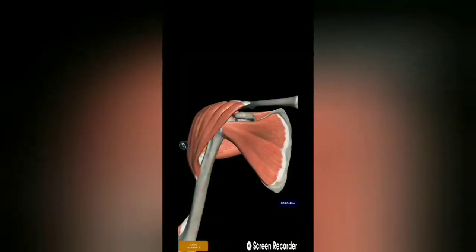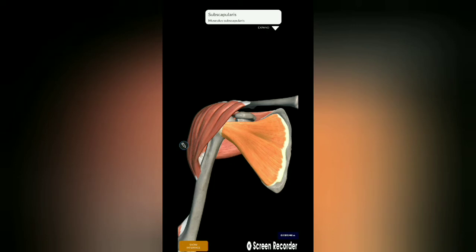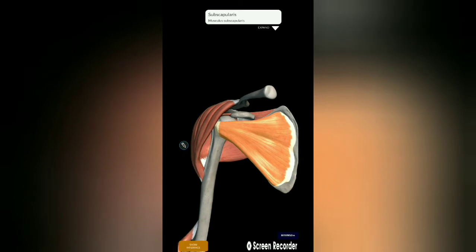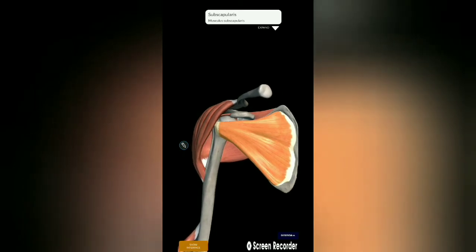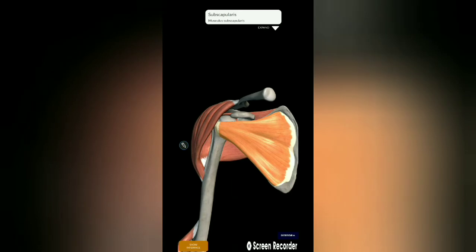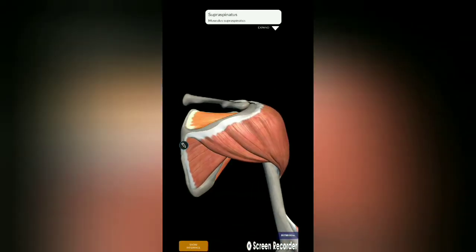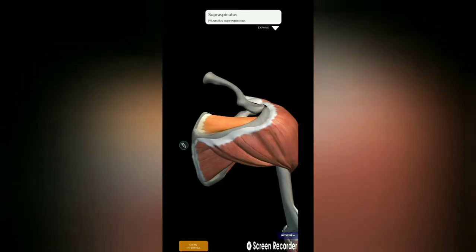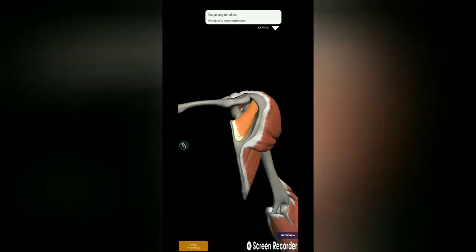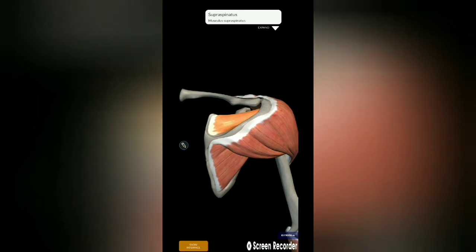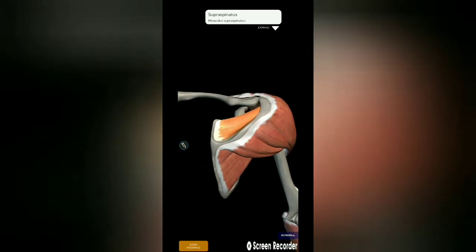Okay, so let me show you the attachment of the subscapularis muscle. This one is the subscapularis muscle, which originates from the medial two-third of the subscapular fossa. Now coming to the supraspinatus muscle. This one is the supraspinatus muscle, which is present in the supraspinatus fossa. It arises from the medial two-third of the supraspinous fossa, including the upper surface of the spine.